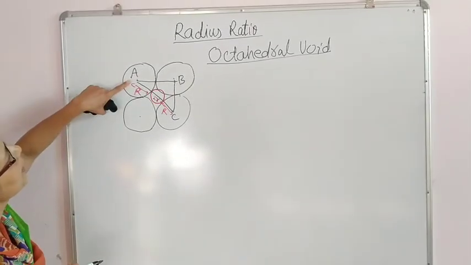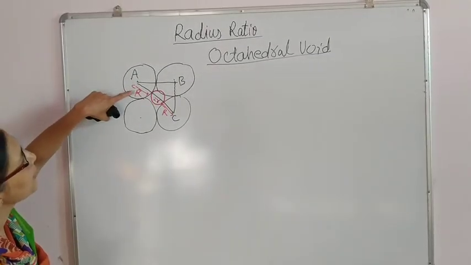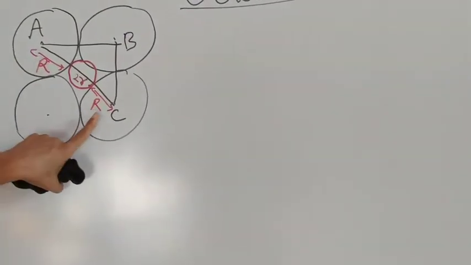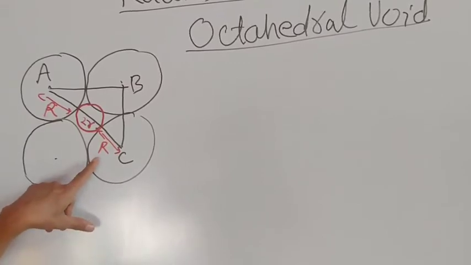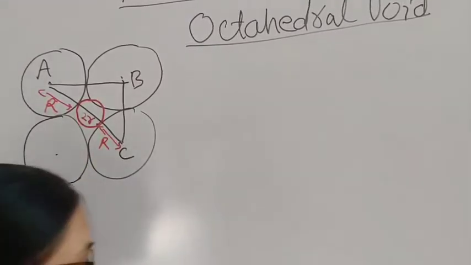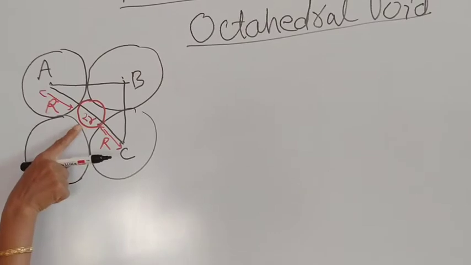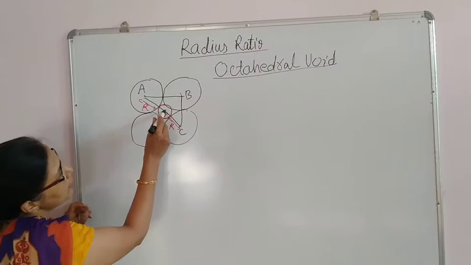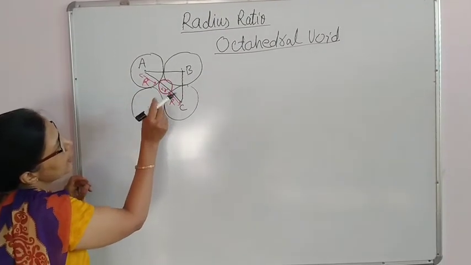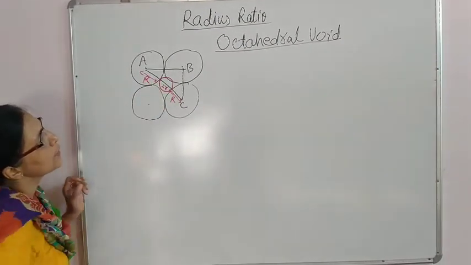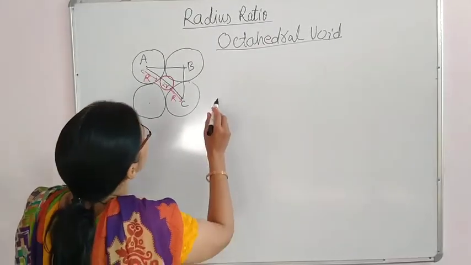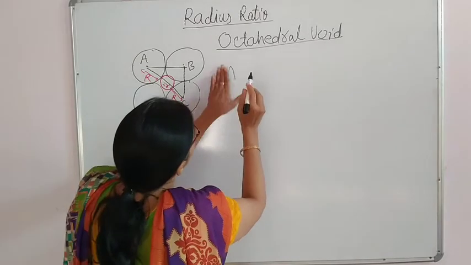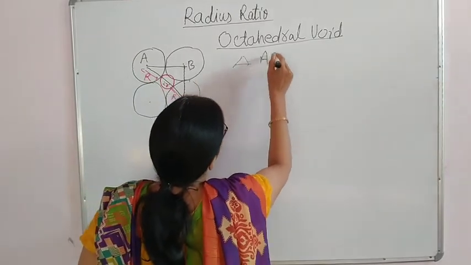If I take the radius of the atoms as capital R, then the radius of A is capital R and the radius of C is capital R, and if small r is the radius of the void, then the diameter at this center position will be equal to 2 into small r. Now I am starting the derivation for this particular point in triangle ABC.